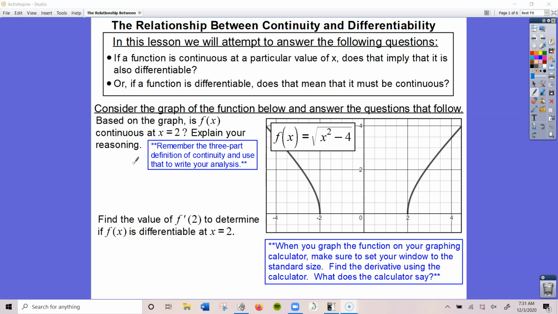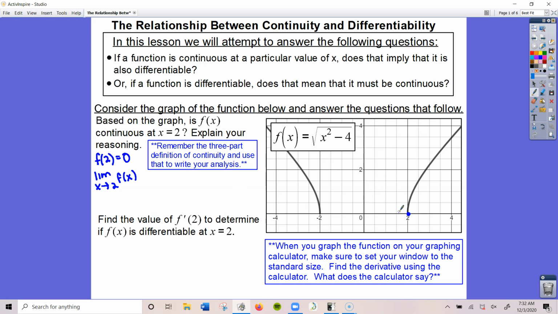So for this particular function, we would first have to find the defined value, so f of 2. And when I look at my graph, f of 2 is equal to 0. Now we would go ahead and establish the limit, so the limit as x is approaching 2 of f of x.